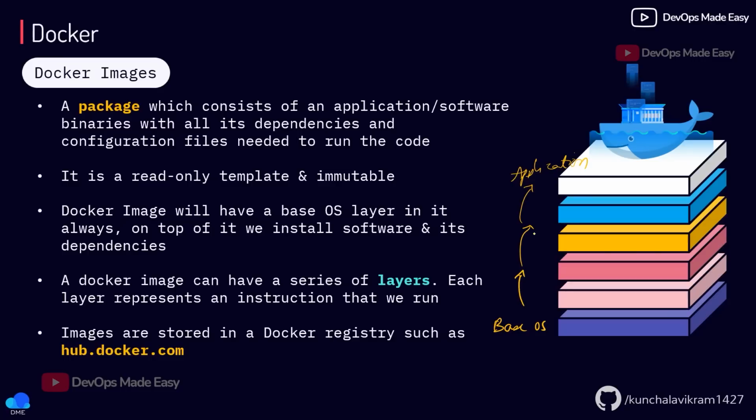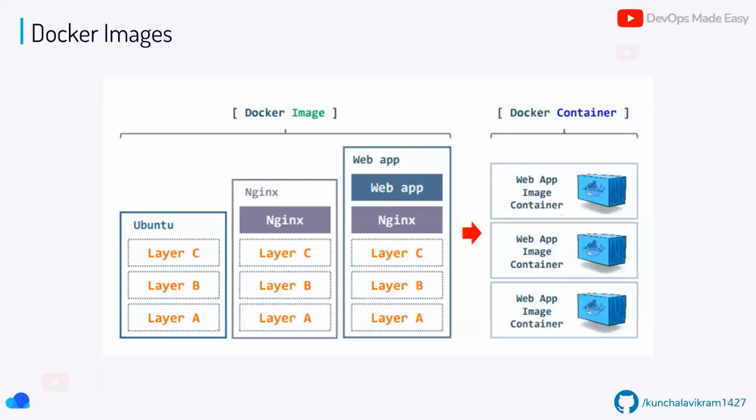You can create any number of containers out of the same Docker image, and Docker containers cannot directly change the Docker image. Okay. So they cannot alter the file system or modify files inside the image. Okay. And all the images can be stored and shared with Docker registries like Docker Hub.